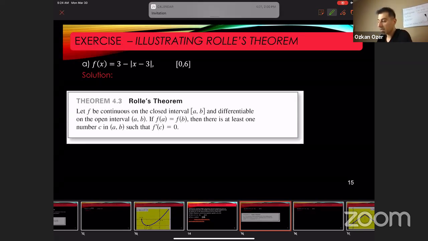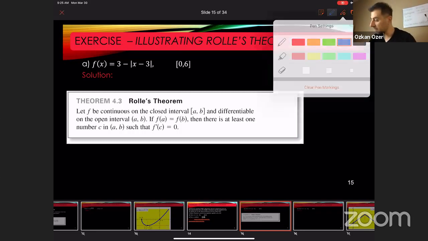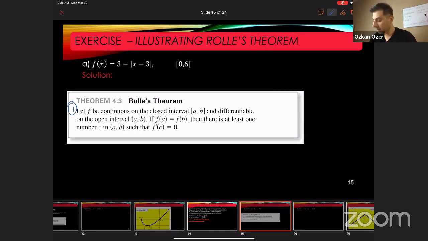And the closed interval is 0 and 6. Okay. And here's the statement of Rolle's theorem. You tell me if this function is a nice one or not, in terms of satisfying the conditions of Rolle's theorem. And what are the conditions again? Well, f has to be continuous and differentiable on the open interval, and then f of a has to equal f of b. Okay, so go ahead and visually check if those three conditions are satisfied. I'll give you about 30 seconds to think about it.